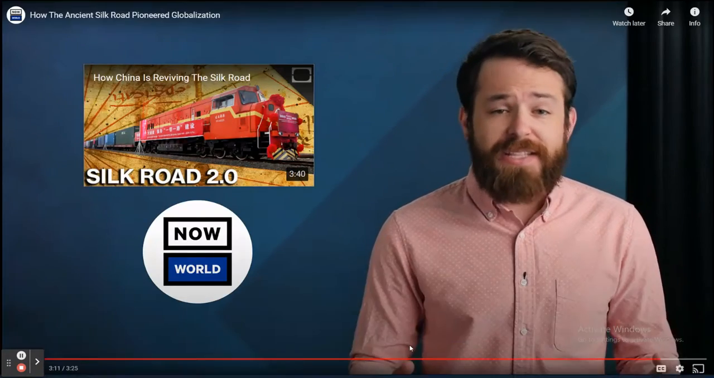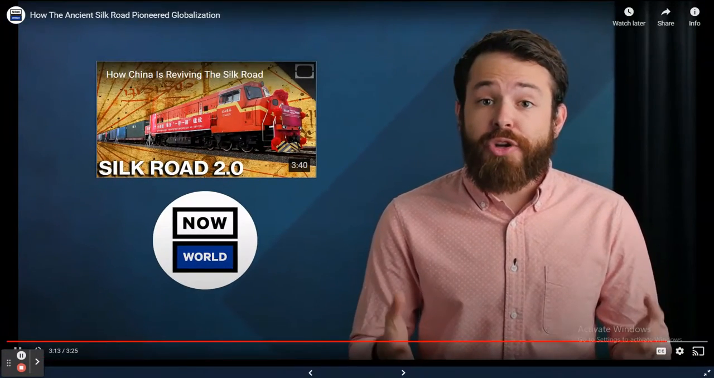Whether or not you agree that globalization is good, its influence in the daily lives of every human cannot be understated. Today, China is looking to connect Asia and Europe through a new Silk Road.